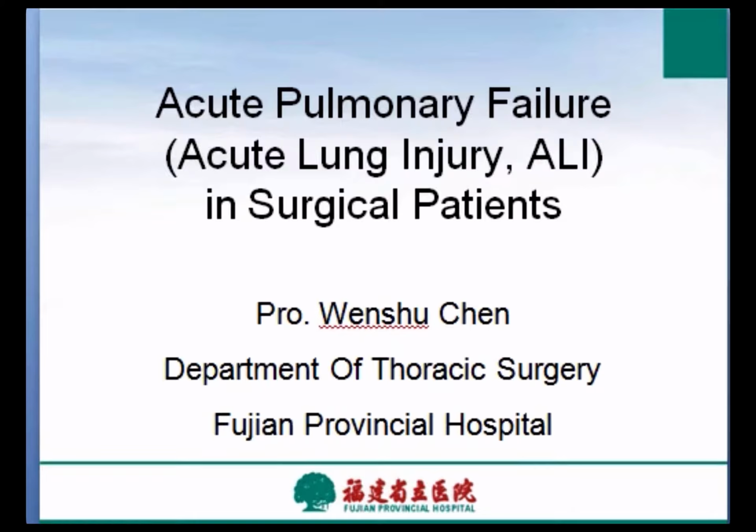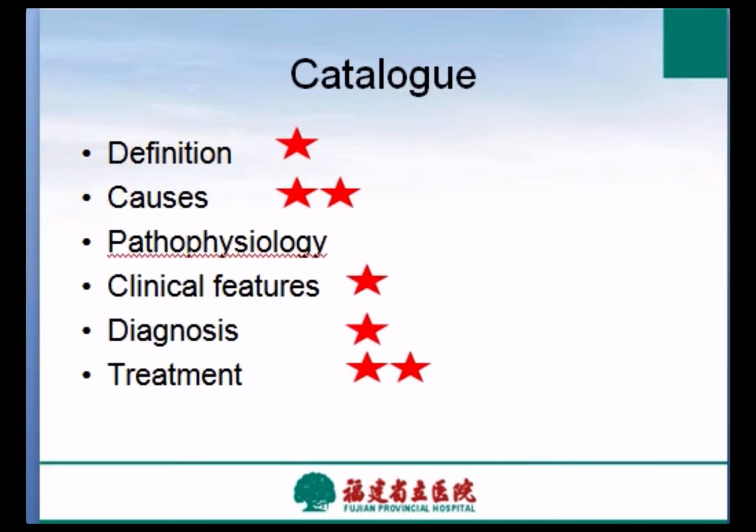According to the school schedule, today our topic is acute pulmonary failure in surgical patients. Sometimes we also call it acute lung injury. Today, our content will be divided into the following sections: definition, causes, pathophysiology, clinical features, diagnosis, and treatment. The contents that we need to grasp particularly include the causes and the treatment.